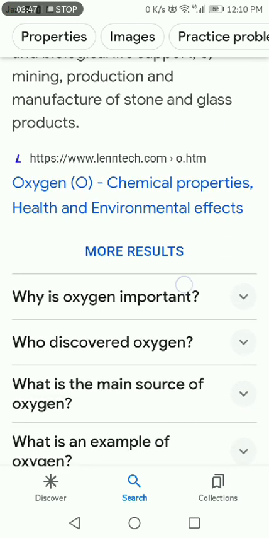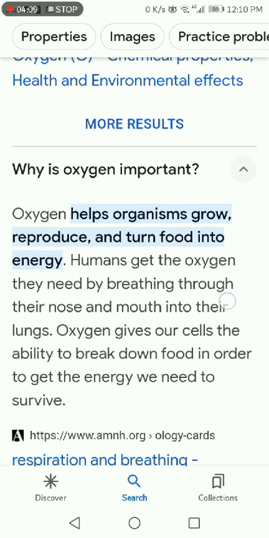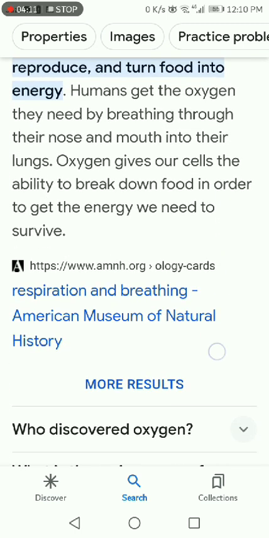Why is oxygen important? Oxygen helps organisms grow, reproduce, and turn food into energy. Humans get the oxygen they need by breathing through their nose and mouth into their lungs. Oxygen gives our cells the ability to break down food in order to get the energy we need to survive.